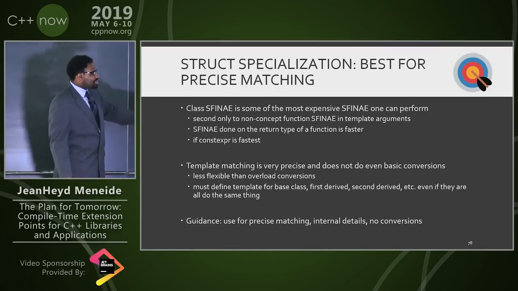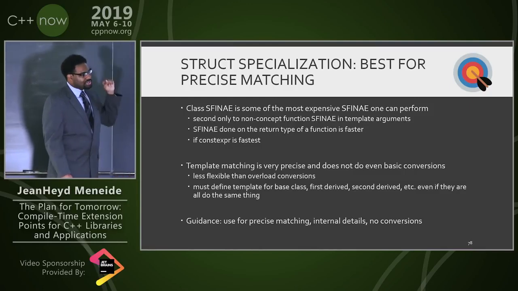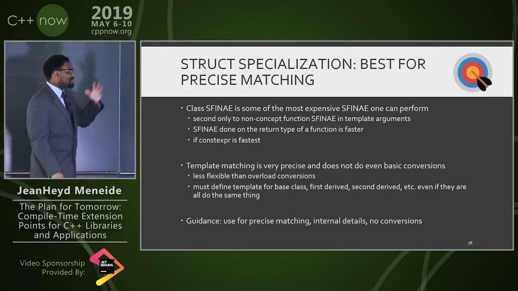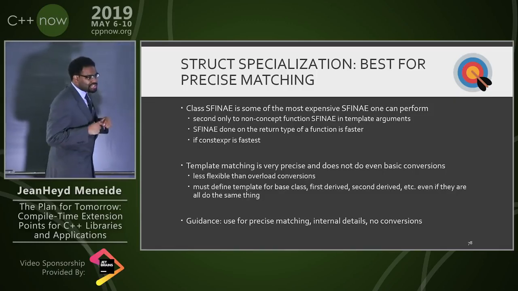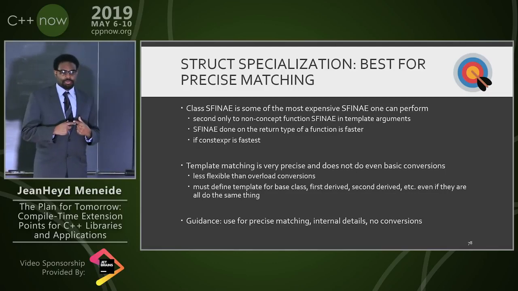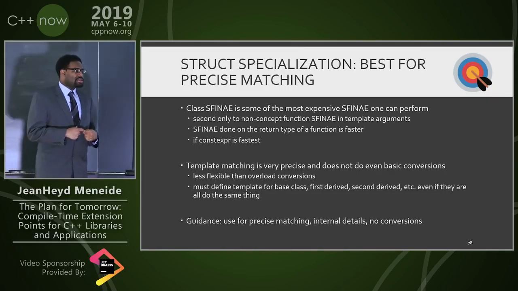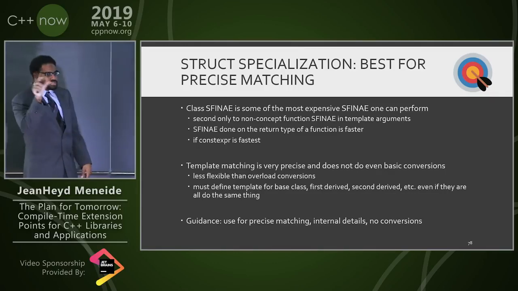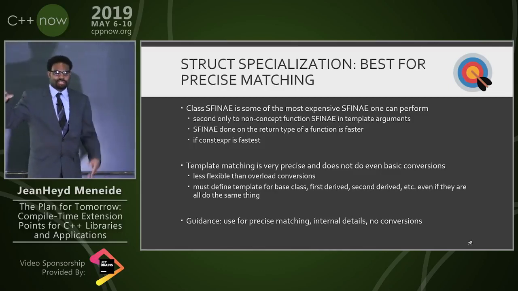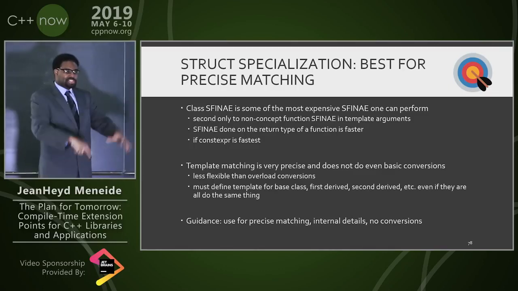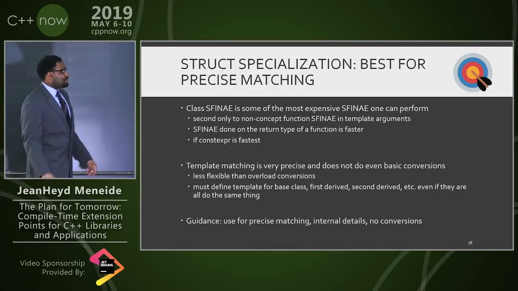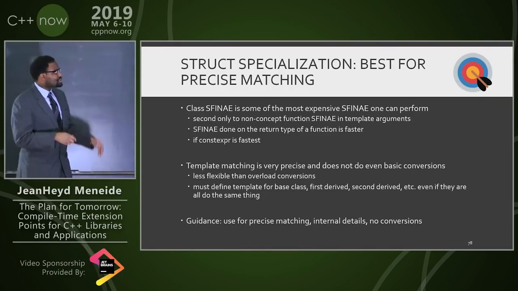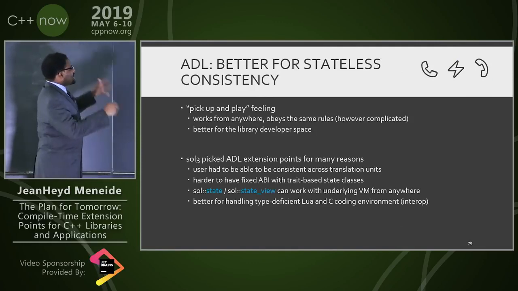It's less flexible than overload resolution. And obviously you have to define a thing for a base class. You have to do this for the derived class, blah, blah, blah. But the idea is that it's good for internal details, right? I use this a lot for internal details because it's very easy to manage, right? And the good thing about this is that I can still add that extra little template parameter and do some SFINAE stuff if there's something that, say, the base if constexpr chain can't handle, right? So this is very good for internal details, and it helps you precisely match things, right? ADL.